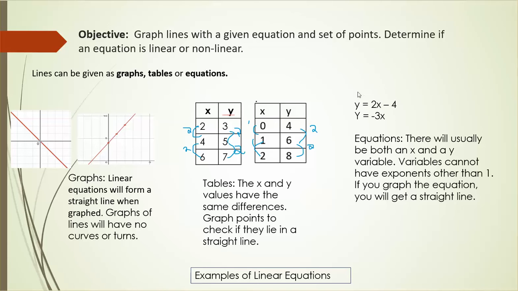Finally, we can look over here at the equations. The x and y variables should not have any exponent except 1, which we usually don't write, so we can't have squared or to the third power or anything. And we can't have any variables in the denominator. So if there's a fraction, it can only be a number in the denominator.